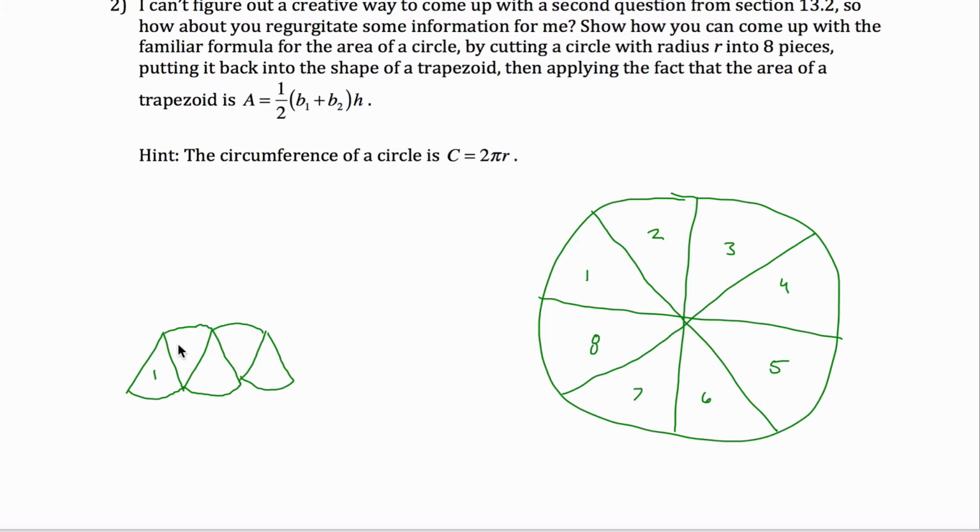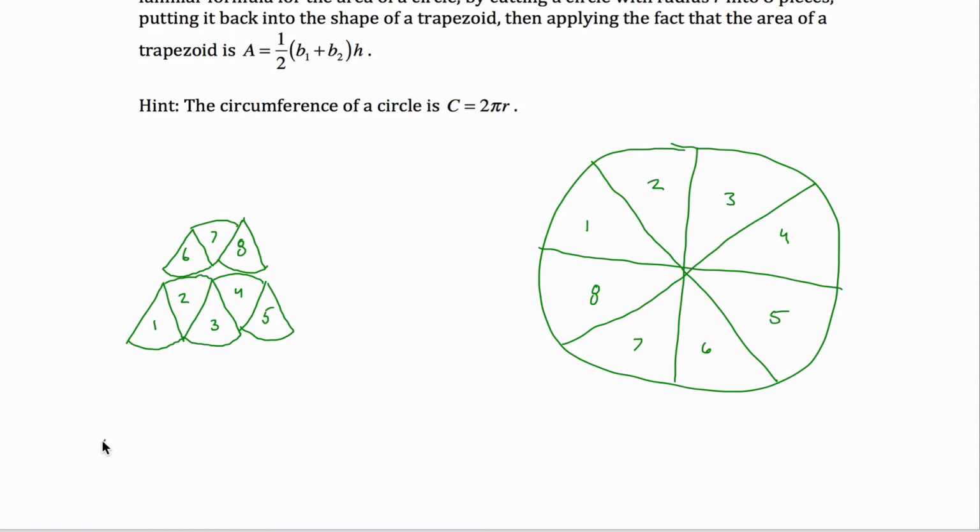Then I'm going to rearrange those so they look like this. I need 3 more, so I can draw one here, and then draw one there, and then draw one there. 6, 7, 8. And this thing looks like a trapezoid. And then you can figure out the area of this trapezoid. You can say the area of a trapezoid is 1/2 (B1 plus B2) times H. But if you look up here, B1 is 1/8, or how about this? Let's figure out the circumference of this circle first.